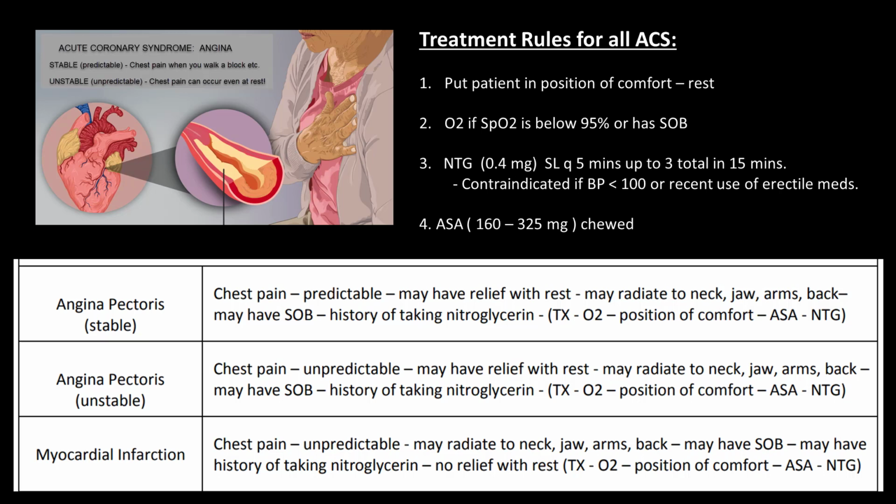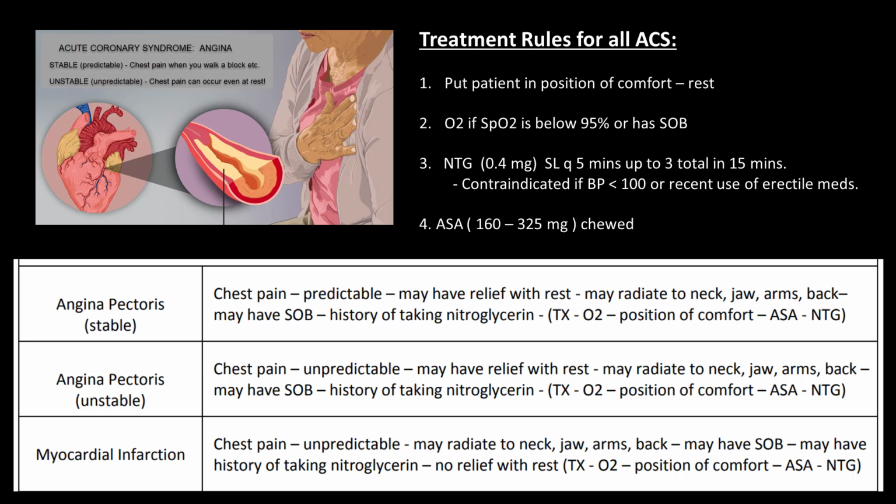Now remember, there are contraindications for administering nitro. One of them is having a blood pressure below 100. So after you give the first nitro, before giving a second nitro, you have to take the blood pressure. If the blood pressure is below 100, you can't give that second nitro. Another contraindication for the use of nitroglycerin is the recent use of erectile dysfunction medications, such as Viagra or Cialis.